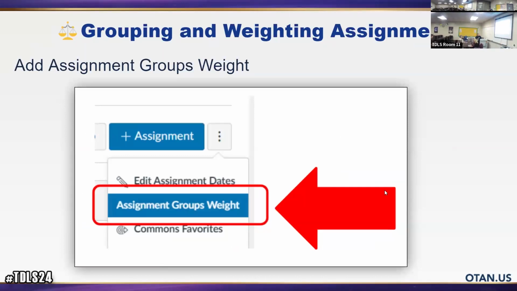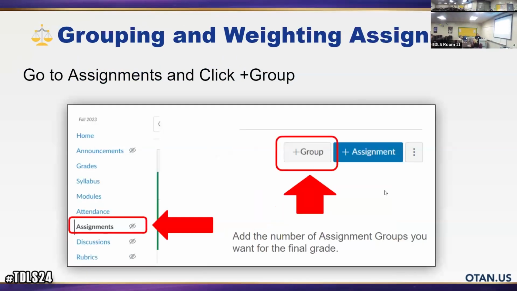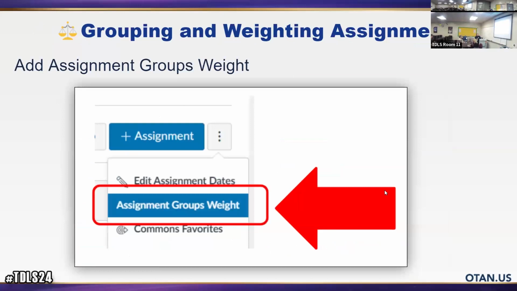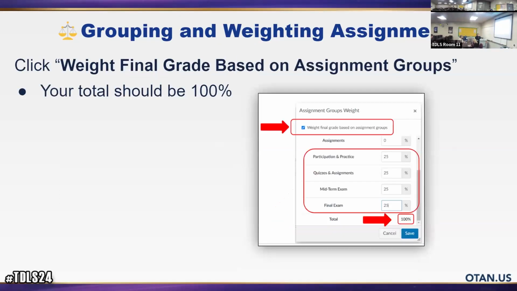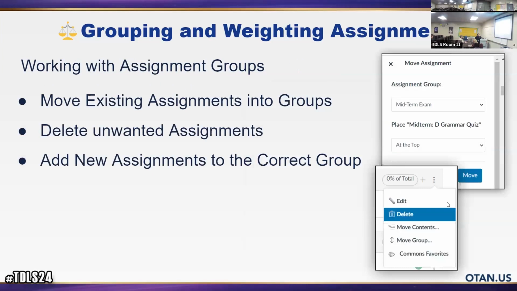So, basically, that's what we're doing here. We're going to add groups of assignments. We're going to decide what percentage that group is worth for the final grade. And then you look at all of your groups and make sure they add up to 100%. And then you don't have to do the math. Canvas does all the math for you.